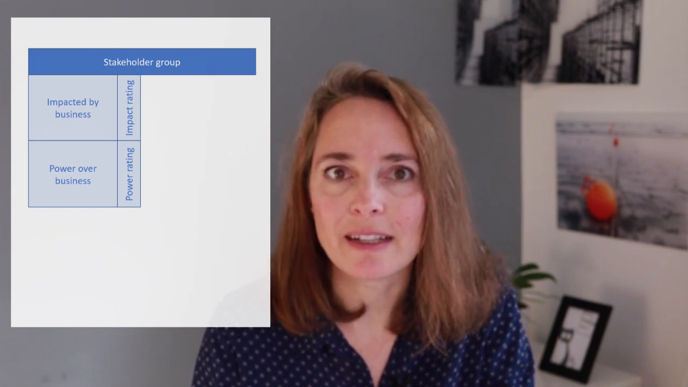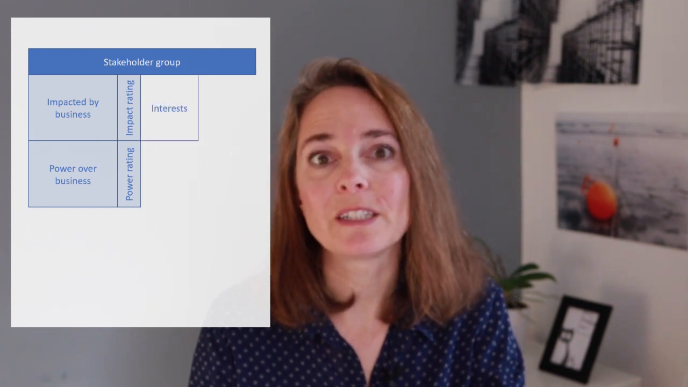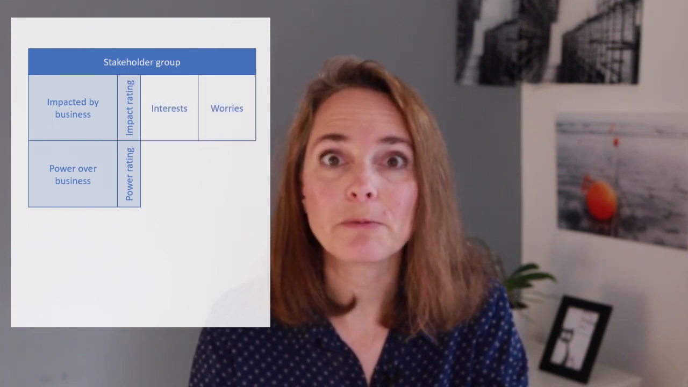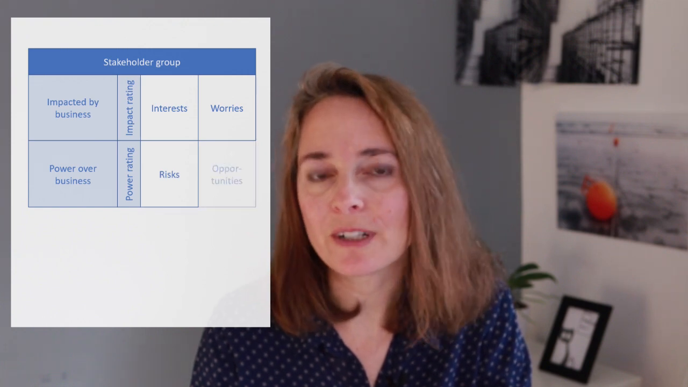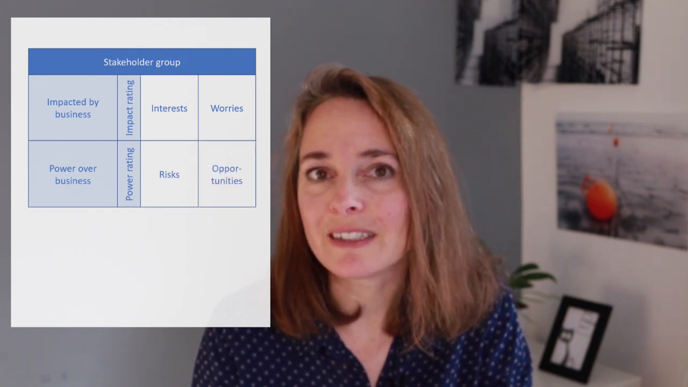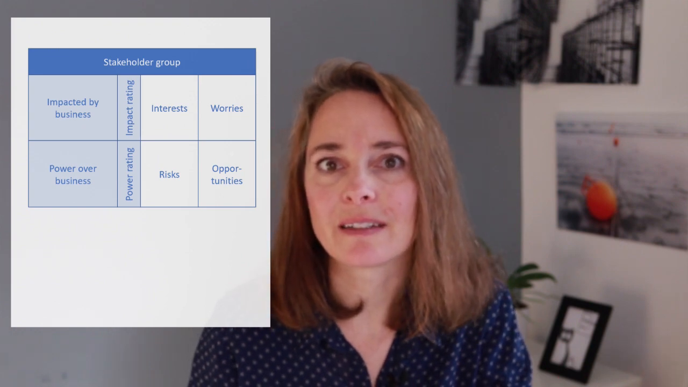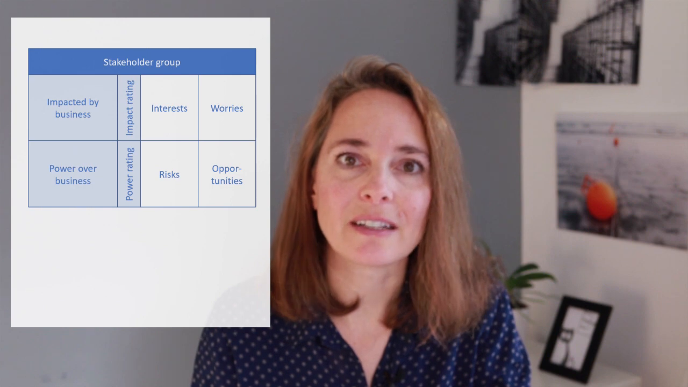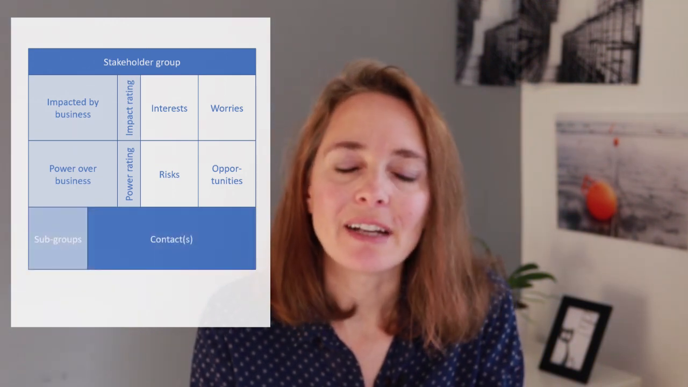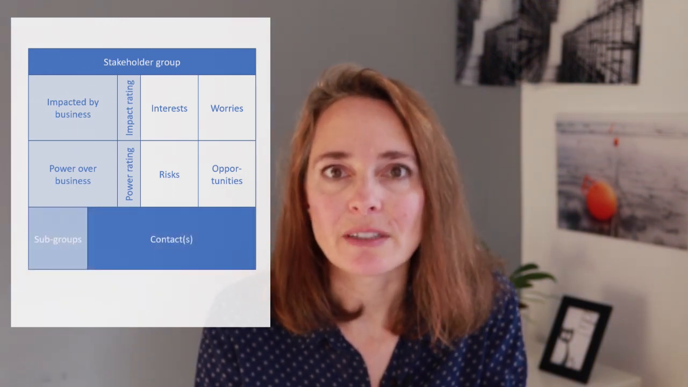use that information later. Next, I note down which interests they might have, which worries, and also which risks they might pose to the company or which opportunities they might offer to the company. So here you can get really specific and you can use that. And then wherever necessary, I add subcategories and contacts.